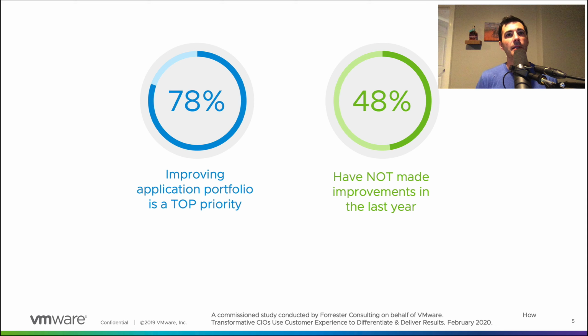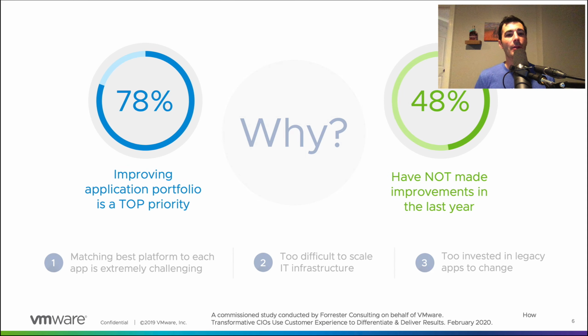For these reasons, it's not surprising that we see survey results showing that 78% of CIOs have application modernization at the top of their priority list. Unfortunately, this was also a top priority last year, yet 48% of those CIOs responded they haven't made any progress in the past year.